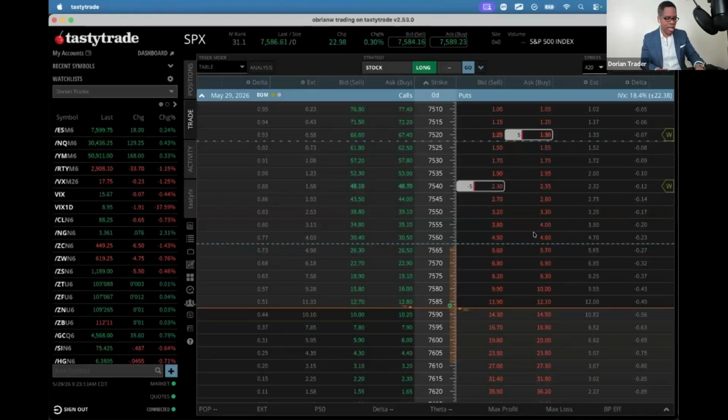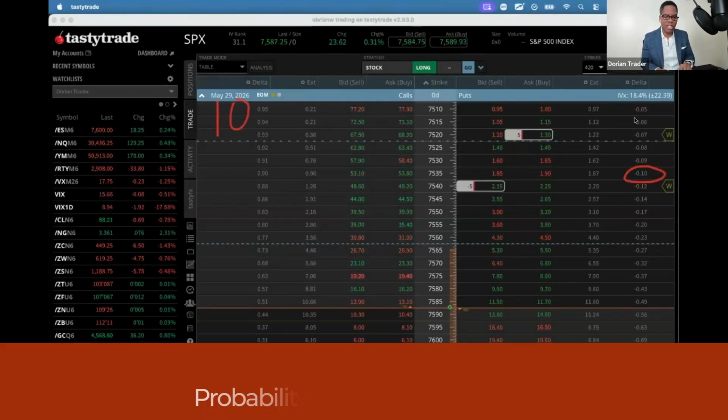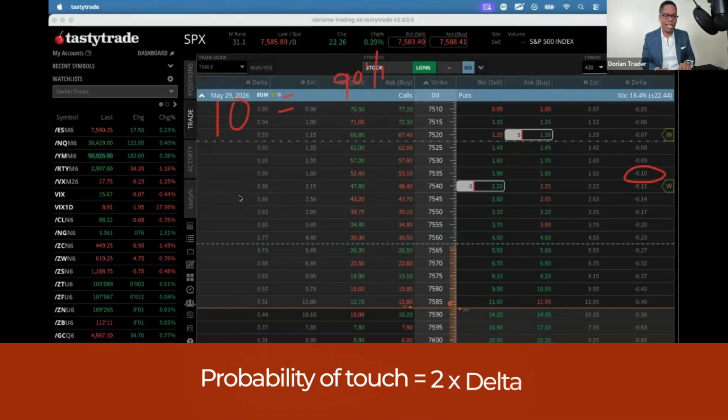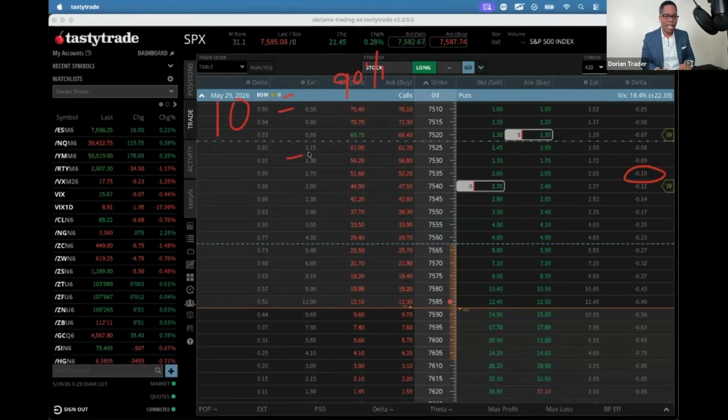For example, when we originally put this trade on, the put side was a 10 delta. If we were just doing the put side, at expiration you would have a 90% chance of winning. But probability of touch is 2 times delta. So if we take that 10 and multiply it by 2, that equals a 20% chance it touches on the put side, if we were just doing the put side by itself.